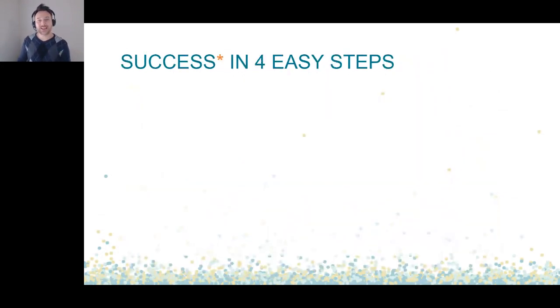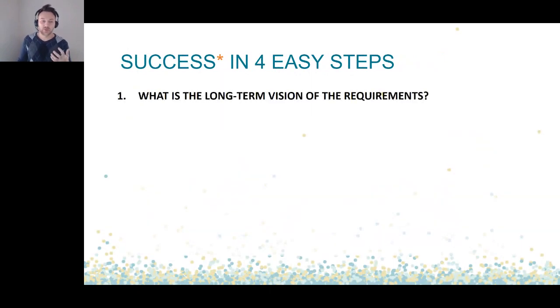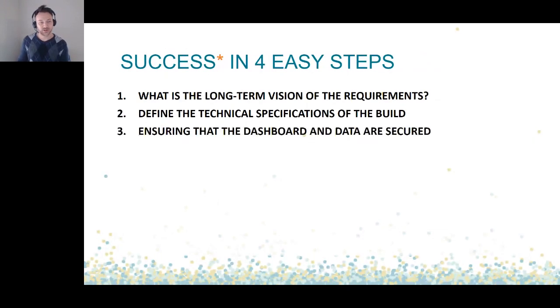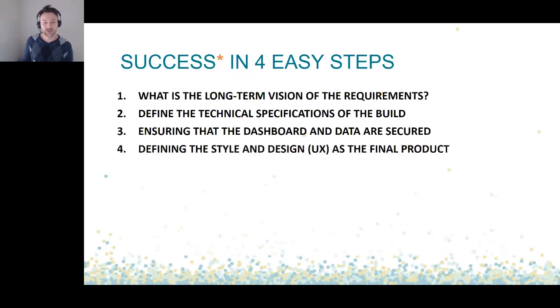So how are we going to get there? Well, there's success in 4 easy steps. Okay. So the first step is understanding what is the long-term vision of these requirements, right? The second step is defining the technical specifications of the build. Next, we want to ensure that the dashboard and data are secure. And then defining the style and design from a UX perspective as the final product. Those are the 4 easy steps.